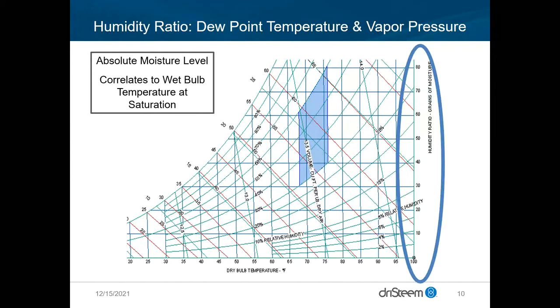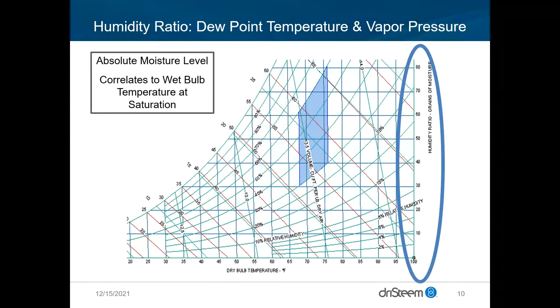On the right, the y-axis is your absolute moisture level, and absolute is important because it's a variable that does not change over temperature. You can see as you move from left to right on your dry bulb temperature line, your absolute humidity is the same. So that's an important thing to keep in mind. Absolute humidity is measured in a few different things: humidity ratio, grains, dew point. These are all ways that we express absolute humidity.